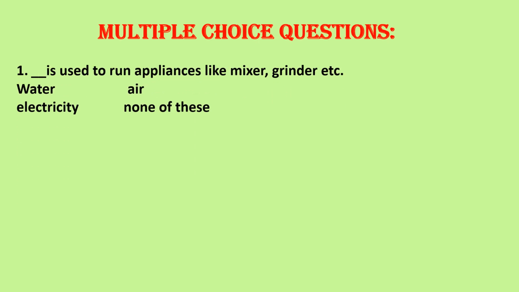Multiple choice questions. Question number 1. Dash is used to run appliances like mixer, grinder, etc. Options are water, air, electricity, none of these. So what do we use to run appliances at home like mixer, grinder, refrigerator, television? The correct answer is electricity.